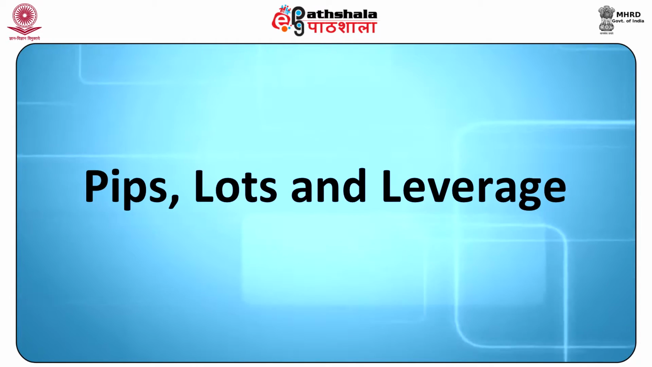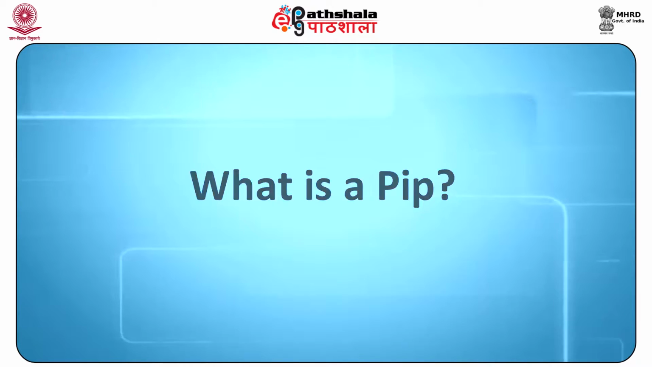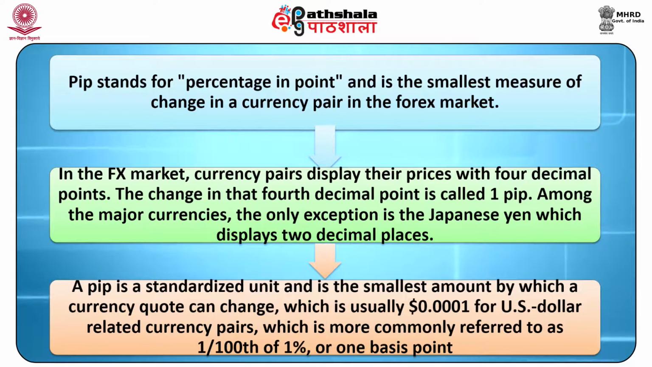Pips, lots and leverage. What is a pip? Pip stands for percentage in point and is the smallest measure of change in a currency pair in the forex market. In the forex market, currency pairs display their prices with 4 decimal points. The change in that 4th decimal point is called 1 pip. Among the major currencies, the only exception is the Japanese yen, which displays 2 decimal places.